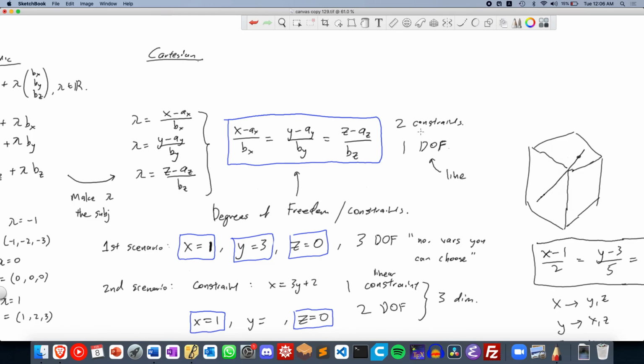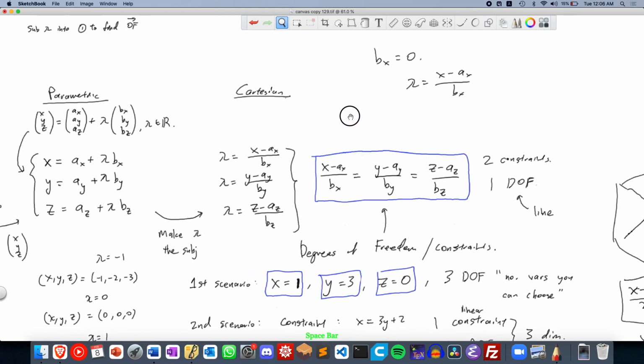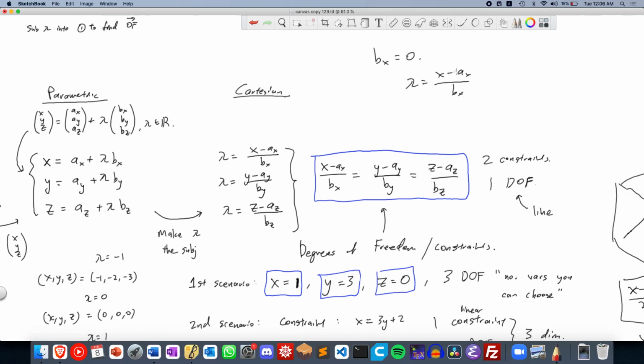Now one last question. What if one of the b's is 0? What if, let's say, bx equals 0? Then lambda equals x minus ax over bx wouldn't make sense. It'll break down. And in fact, that is true, because if bx equals 0, then if we take a look at our parametric equation, that would mean that x equals ax, and this is actually a constraint by itself.